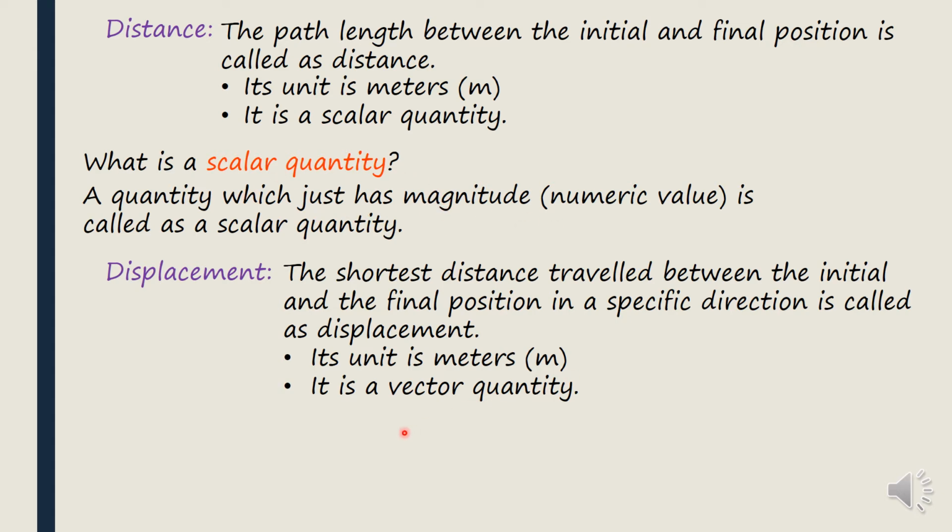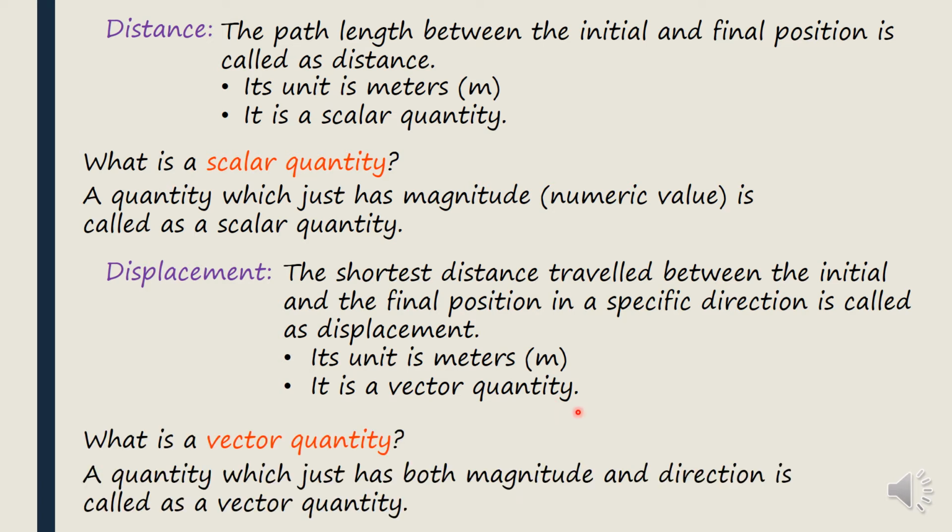Now we should know what is a vector quantity. What is a vector quantity? A quantity which has both magnitude and direction is called as a vector quantity. So vector quantity को चाहिँ के हुन्छ, magnitude पनि हुन्छ अरे, direction पनि हुन्छ. So it has both numeric value as well as direction.